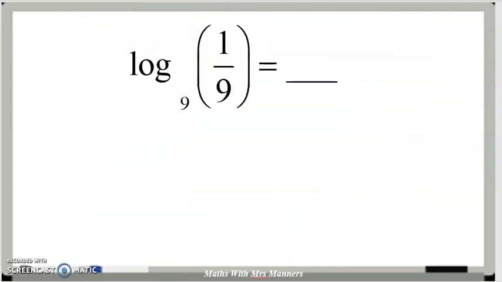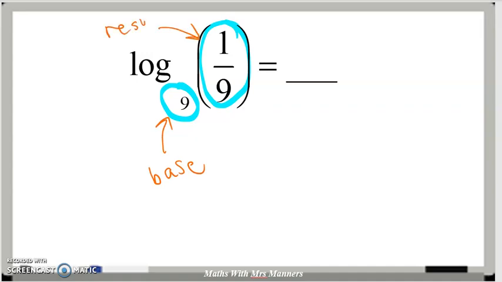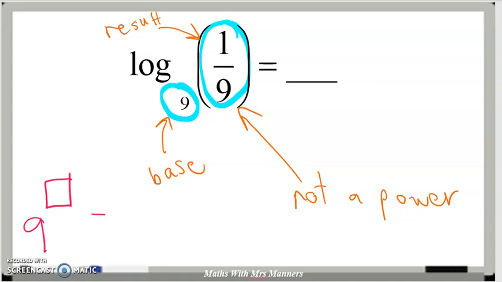So just to sum up, we now know what a logarithmic expression looks like. Okay, we have this number here called the base. And then we have another number, sometimes an algebraic expression, but for now we'll look at just numbers. We have the result. And the tricky thing to remember is that is not a power. Okay? So when we ask you to evaluate a logarithmic expression, we're asking you 9 gets raised to what power to become 1/9? And the power is what goes on the other side. That's actually the answer to the logarithmic expression, the power.